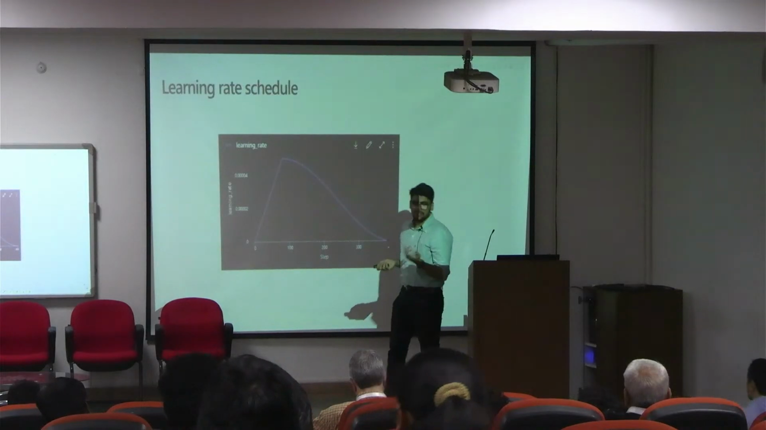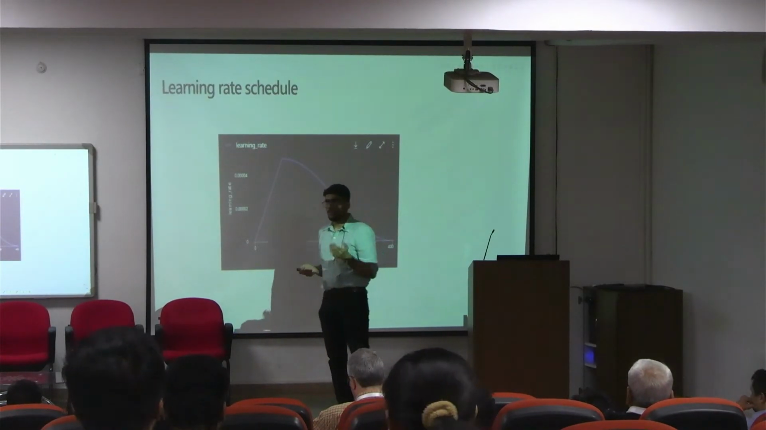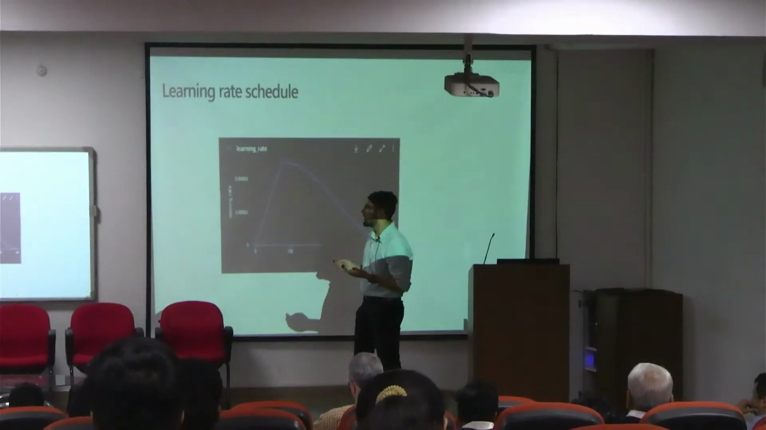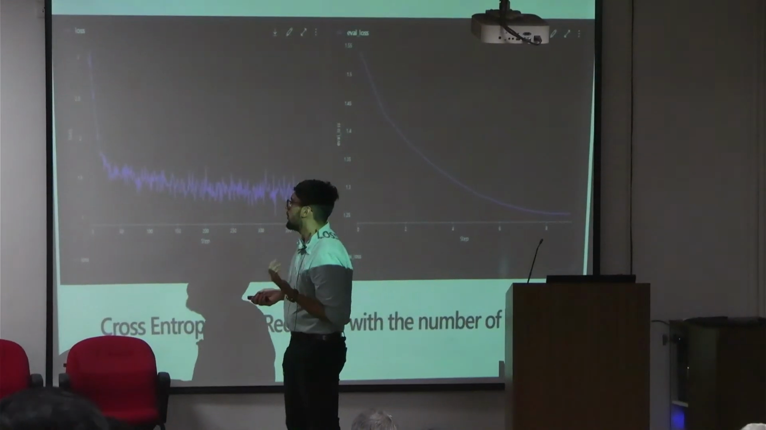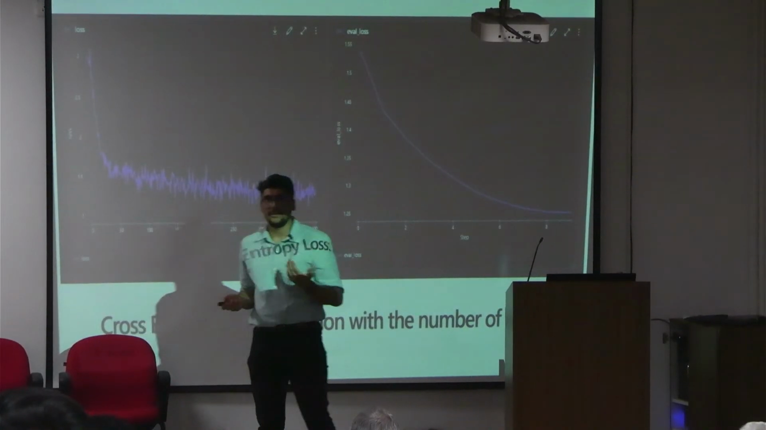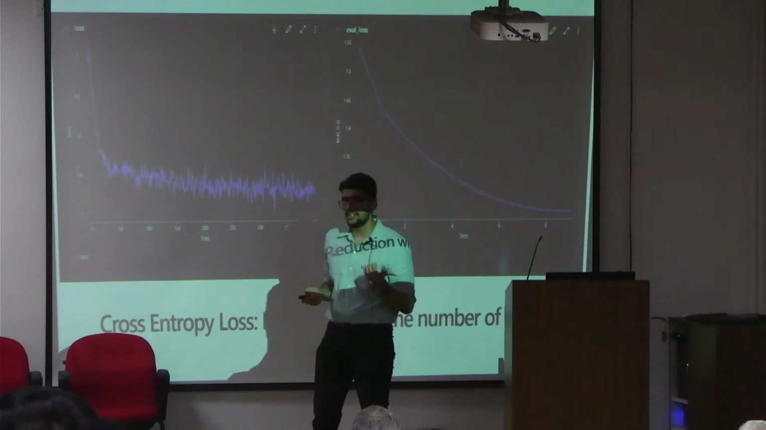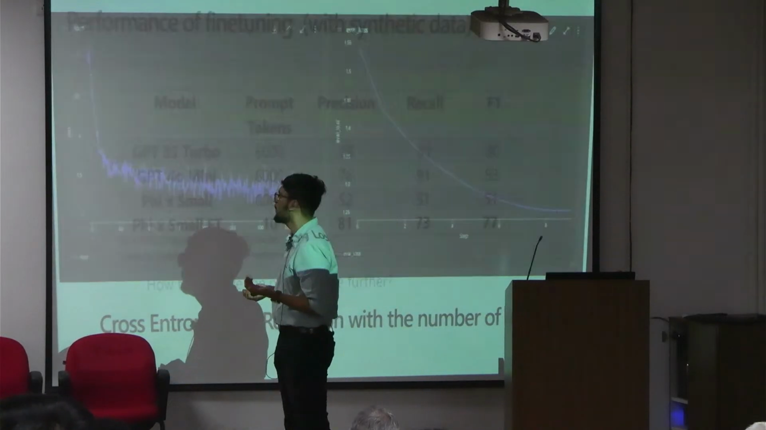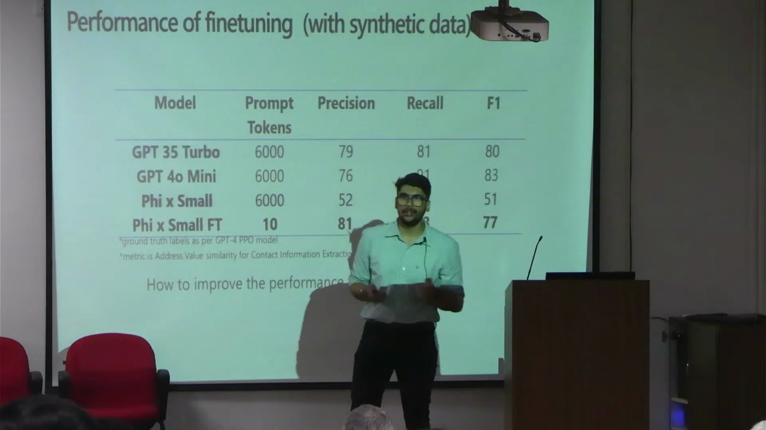So this is how the learning rate schedule looks. We used a cosine learning rate schedule, so it's a decreasing learning rate as we move forward. And this is the cross entropy loss graph. If we see, when we fine tuned, the model was gaining insights on what those entities are, and the loss started reducing. And this is how the initial result looks on the fine tuned model.